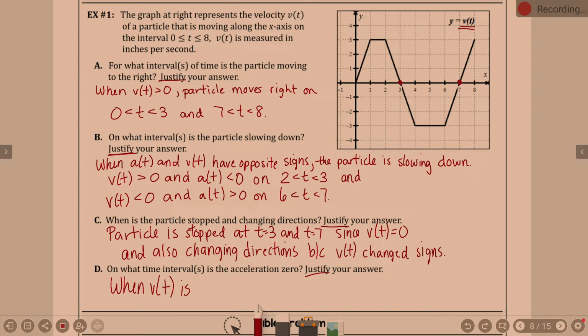When v of t is constant, a of t equals 0 on, what do we have? 1 to 2 and 4 to 6.